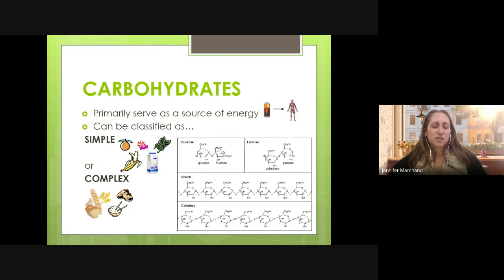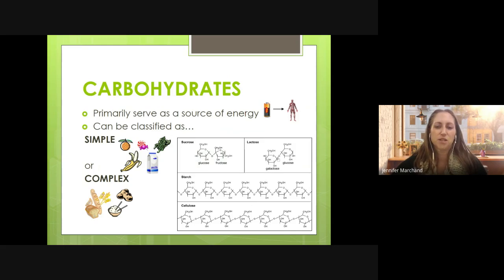All right, so let's talk about carbohydrates for a little bit. I know we discussed this a little bit back in first semester, but let's just do a little refresher here. Carbohydrates serve as our primary source of energy. We have two different carbohydrates here. We have simple carbohydrates or complex carbohydrates.